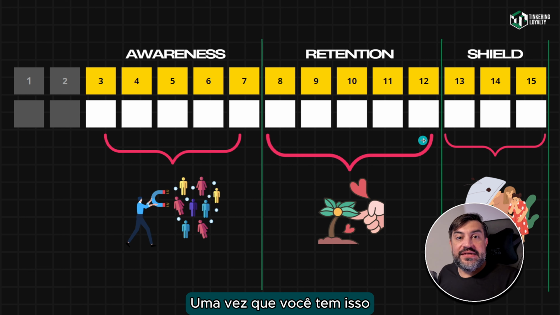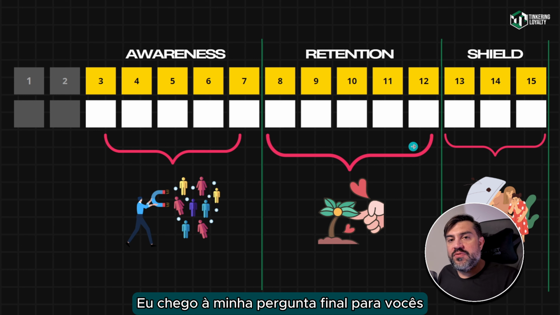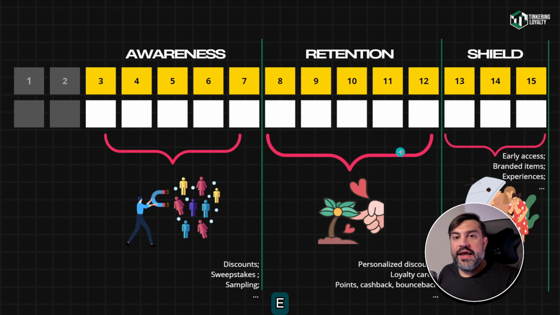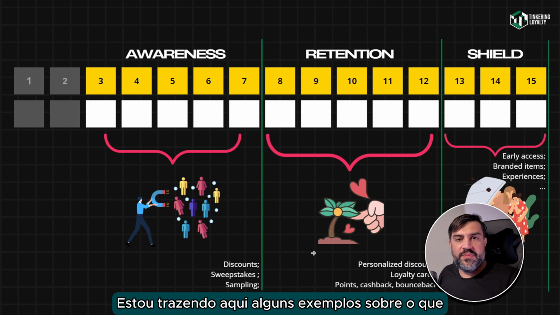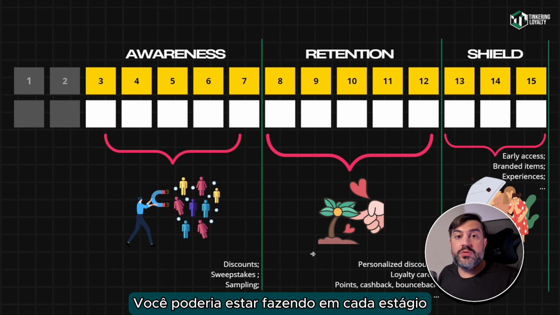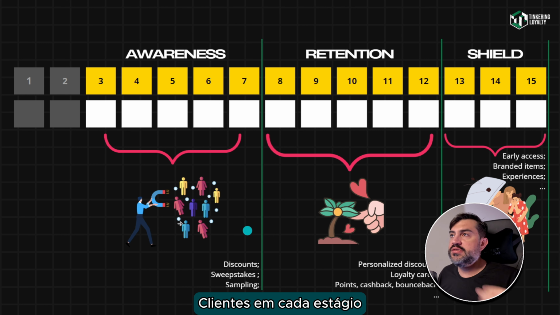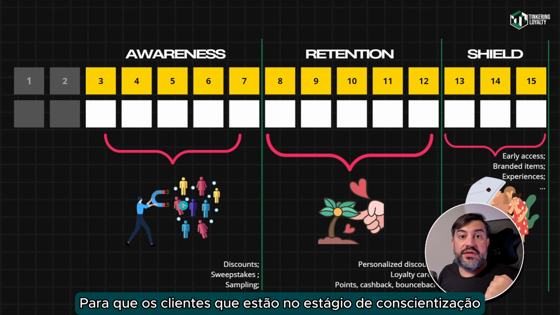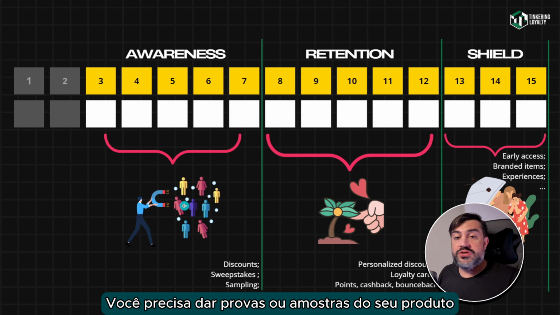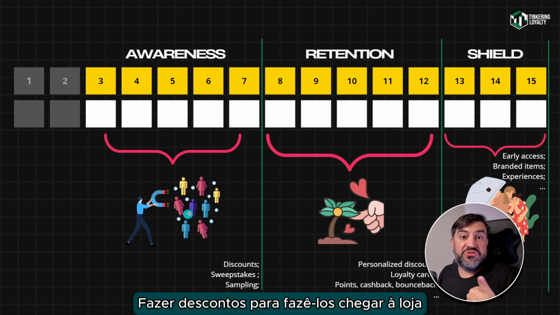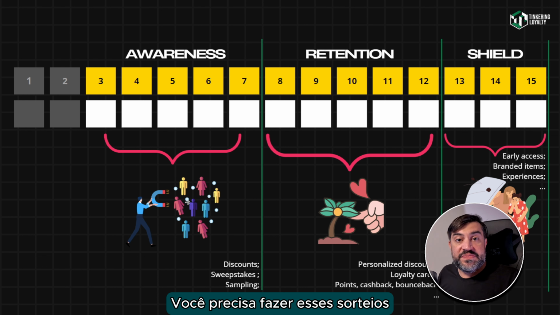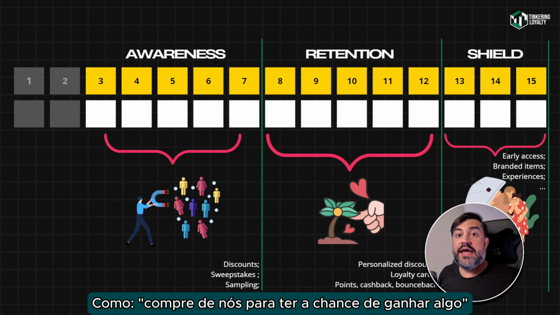Once you have this, I get to my final question for you guys. And I'm bringing here some examples of what you could be doing at each stage. So for the customers in the awareness stage, you need to sample your product. You need to do discounts to make them come to the store. You need to do those sweepstakes, those promotions, like buy from us and have a chance to win something.